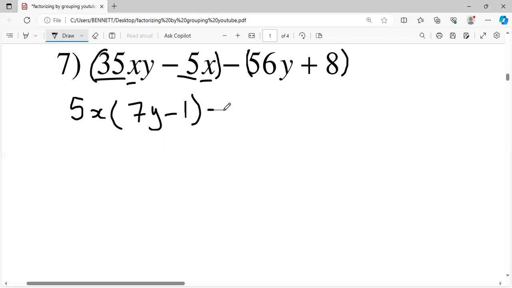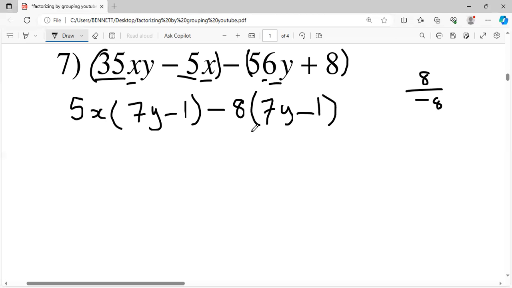Back our minus, we have 56 and 8. What's the highest number that can go into 56 and 8? Of course, that would be 8 itself. Don't take out the y because y is only common here. It's not common to this one. 8 into that leaves 7y. Remember, this is a minus 8. So positive 8 divided by a negative 8 will give us minus 1.